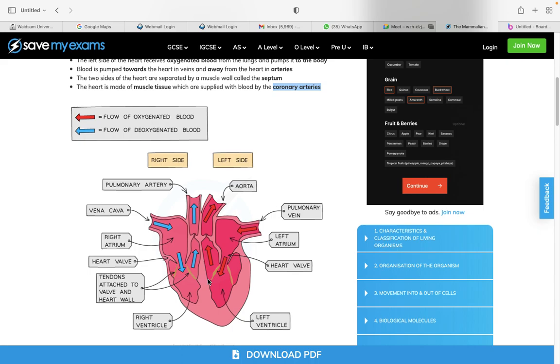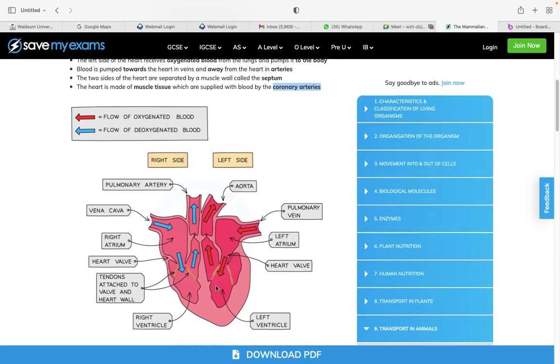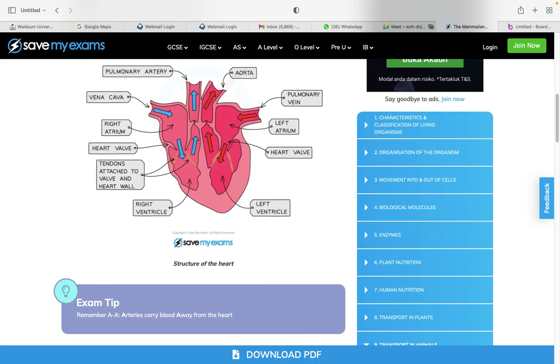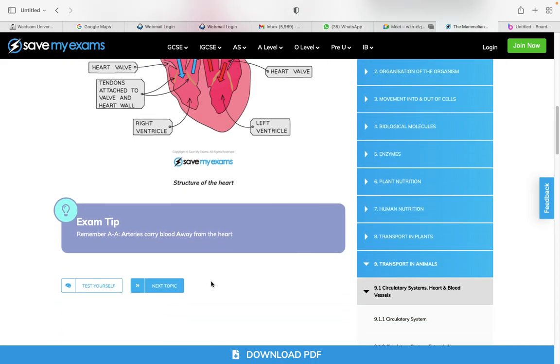So once these coronary arteries that supply blood to the heart muscles are blocked, or anything happens to them, then we can have what we call a heart attack or other heart diseases. Is that okay? Now let's move on quickly. Next one.